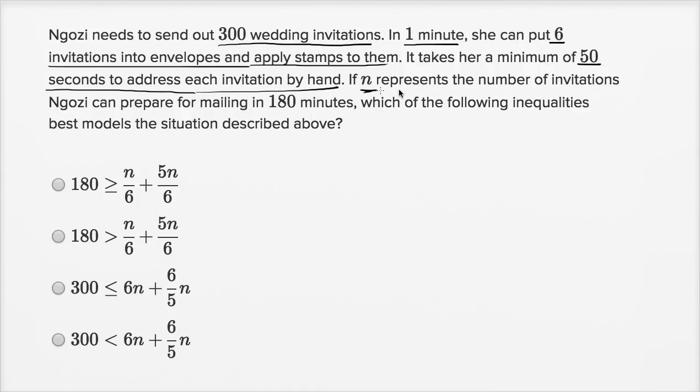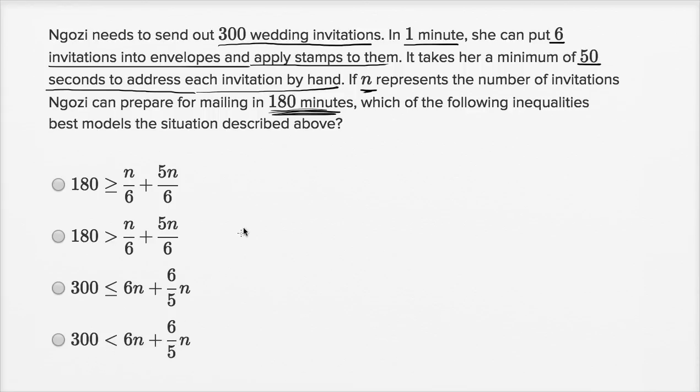If N represents the number of invitations Ngozi can prepare for mailing in 180 minutes, which of the following inequalities best models the situation described above? So over here you have 180 greater than or equal to something. It's in terms of N, in terms of the number of invitations. This is 300 less than or equal to. This is 300 less than, right over here.